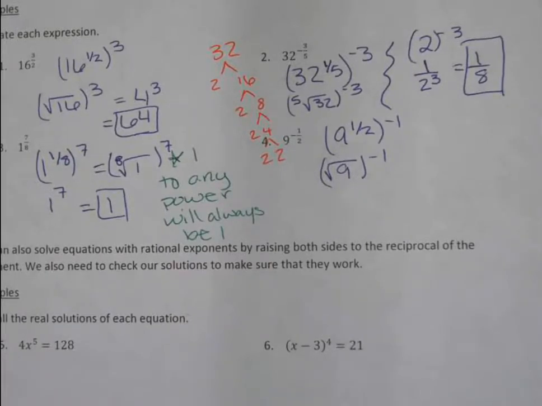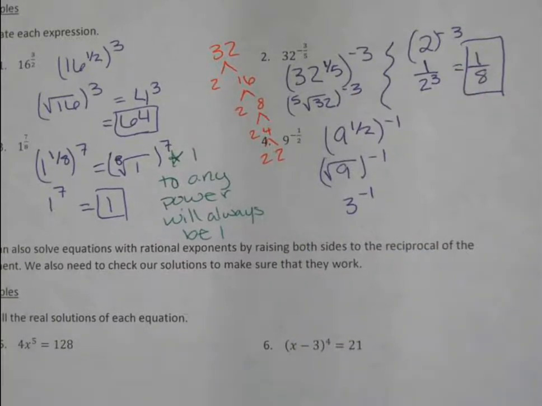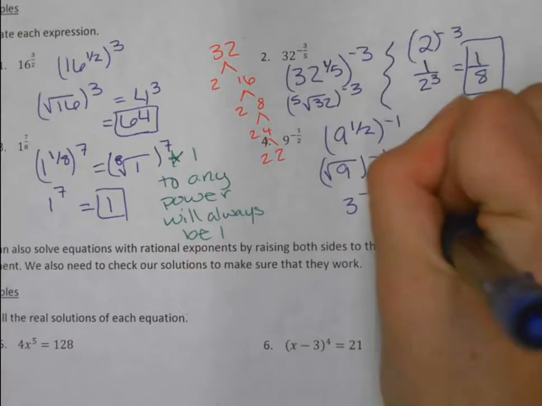Okay, so then what's the square root of 9? 3. And then 3 to the negative 1 power. Do you guys remember what I said negatives do? Turns it into a fraction, so it's going to be 1 over 3.